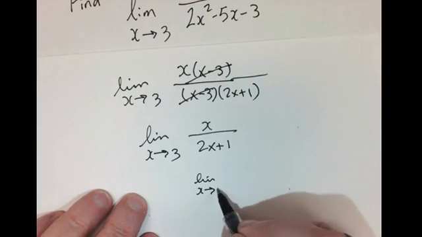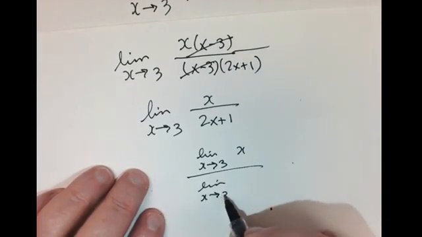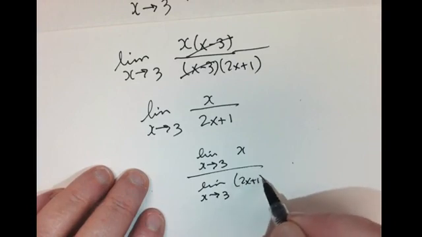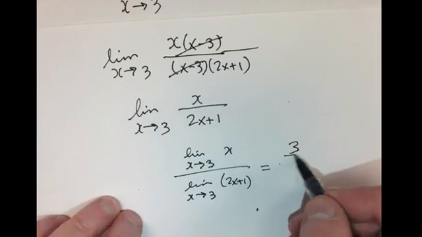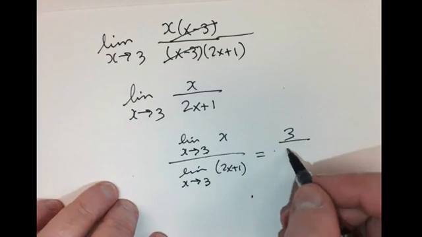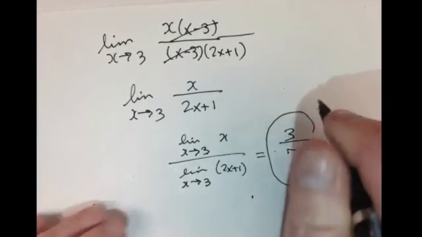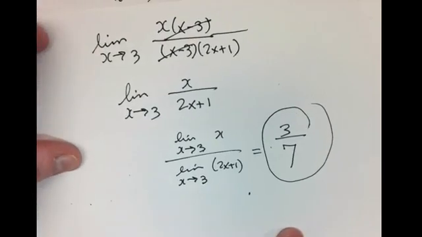And now I can evaluate the limit of the numerator and denominator separately. And so I'm just going to plug in 3 wherever there's an x. And I'm going to plug in 3 wherever there's an x. So that's going to be 2 times 3 plus 1. And so I should get 3/7. And that is my limit for that one.